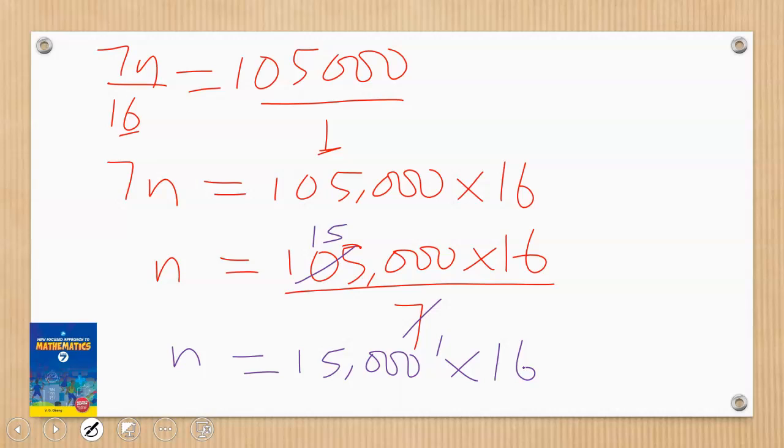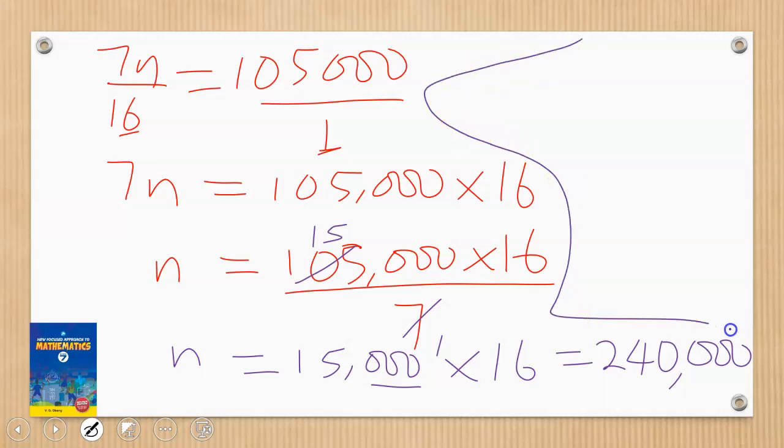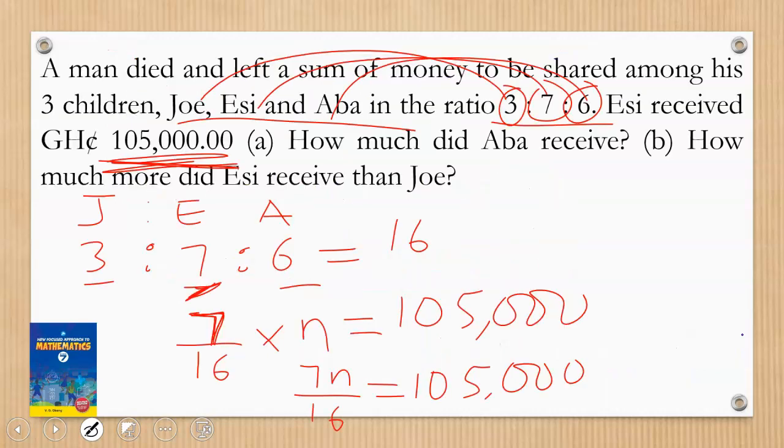So we are now going to multiply that. So we can also do 15 times 16, right? Which is very easy to do. Of course, that will give us 240. Then we attach our 3 zeros to it, which will be 240,000 Ghana cedis. So this was the amount that the man left for the children to share. And out of this, AC had 105,000.